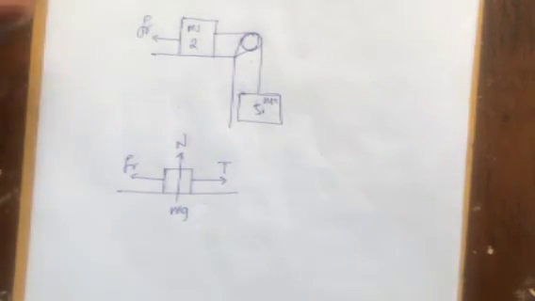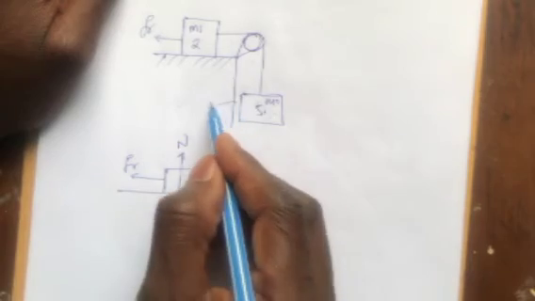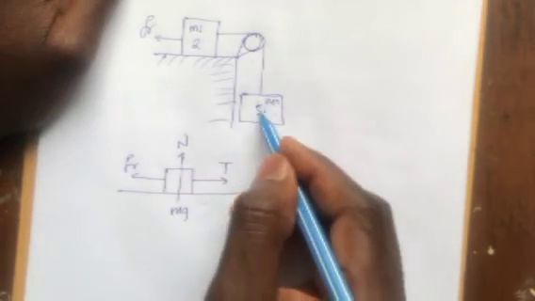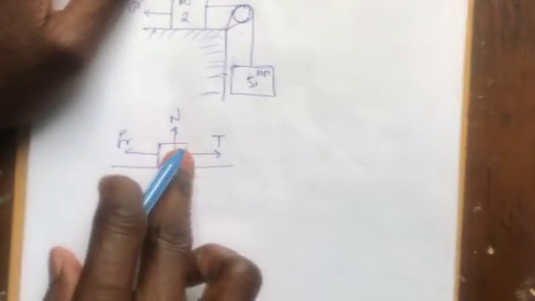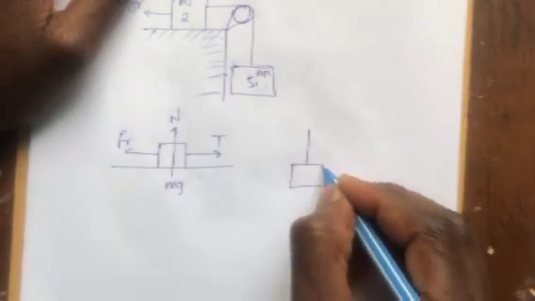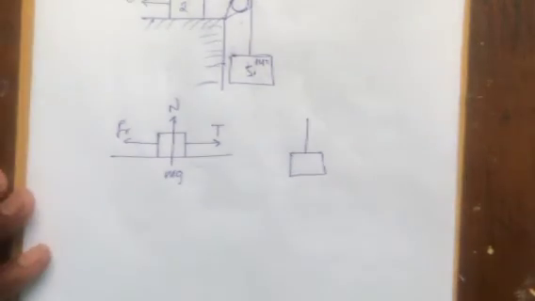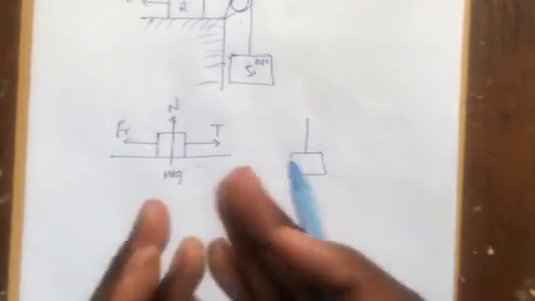Why? Because it is resting on the surface. This is my surface. Then this also is my surface like this. But since this one is hanging, it will only have the forces in the y-axis. Then this is going to be moving. Even this one is going to move. So I'll draw the free body diagram for this one. Look at the way I'm drawing the free body diagrams. Separately, you draw them clearly.